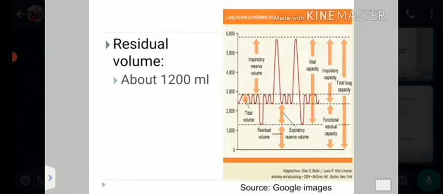Another is closing volume. It refers to the lung volume which coincides with the beginning of airway closures, and this is in the dependent parts of the lung during expiration, and because of less transmural pressure in these areas, the closing volume of lung can be measured. In normal healthy individual, it is always less than functional residual capacity and more than residual volume.